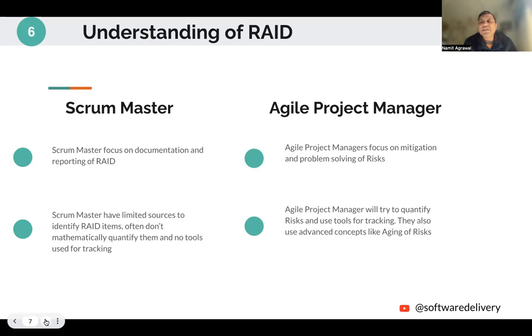The sixth difference is the RAIDs, which we understand as risks, assumptions, issues, and dependencies. Scrum Masters would focus on documentation and reporting of risks, and they would have limited sources to identify RAID items. They often don't mathematically quantify the risks and don't use advanced tracking mechanisms and tools to track risks. On the other hand, the Agile project managers focus on mitigation and problem solving of risks rather than just reporting and documenting them. Agile project managers will also try and quantify risks and use them for tracking. They also use advanced concepts like aging of risks to have better control over them.